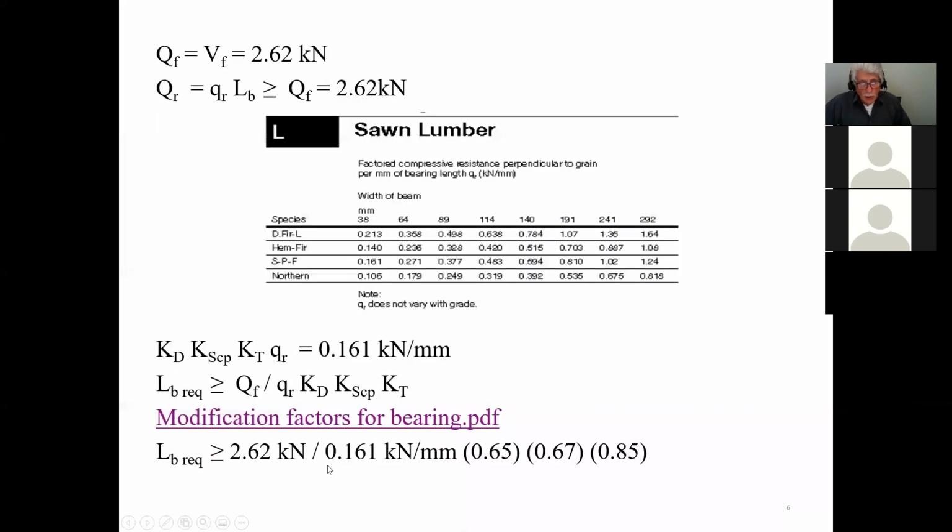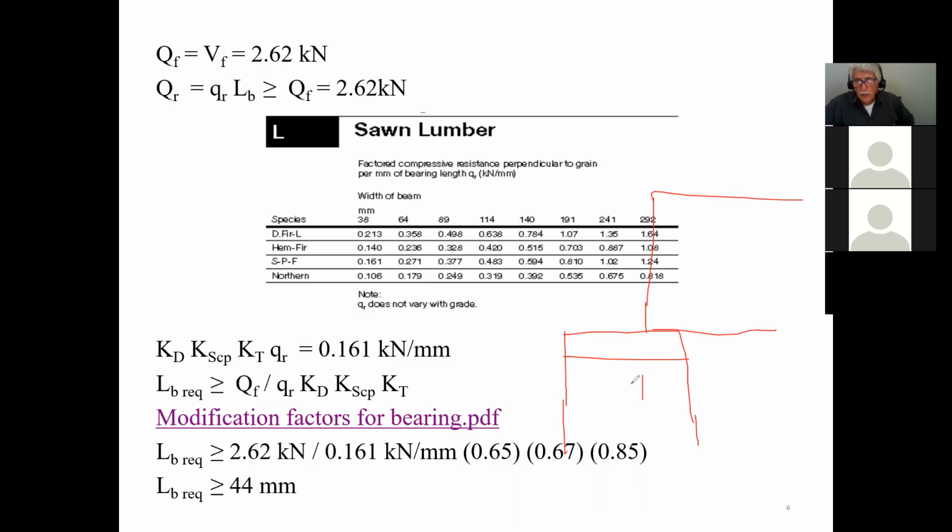So now all I've got to do is take this resistance value here and multiply by those factors. And then of course I end up getting the minimum bearing length that this member should be sitting on its support, which is 44 millimeters. So if I go to a job site and the support is, for example, a beam or a wall, and I see the carpenter putting the joist right here and giving me something less than 44 millimeters, I'm going to say, no good, okay?